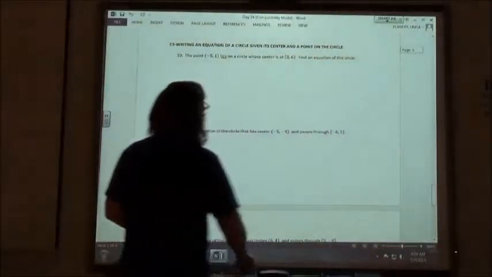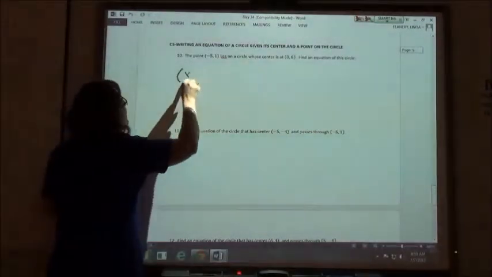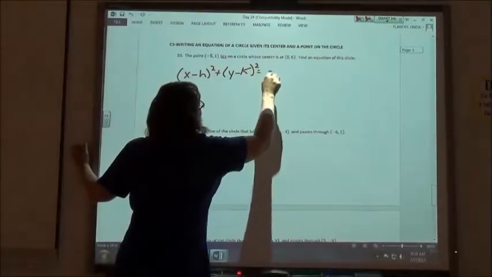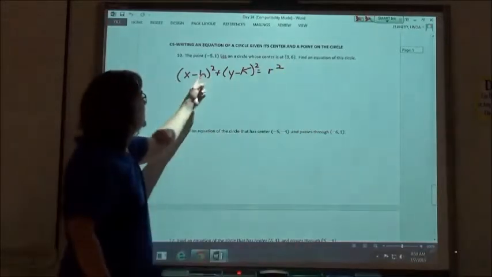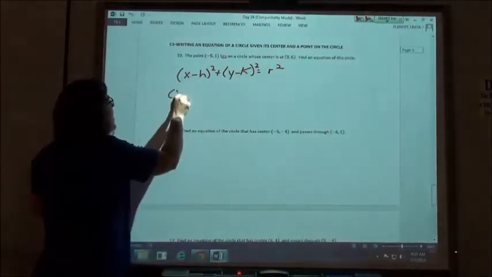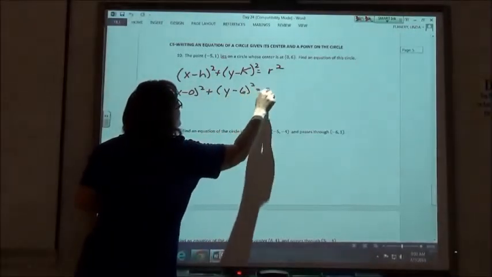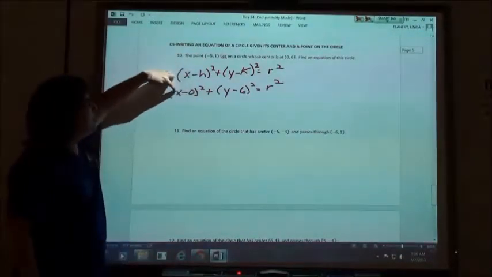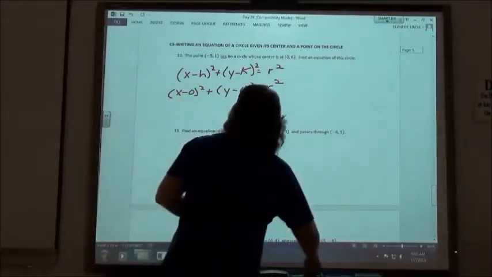Numbers 10, 11, 12: writing an equation of a circle given the center and a point on the circle. So if we go back to standard form of our equation, we have x minus h squared plus y minus k squared equals our radius squared. If I know what my center is, I can plug those in for h and k. So I would have x minus 0 squared plus y minus 6 squared equals my radius squared. What I'm then going to do is use this point, put them in for the x and the y so that I can find out the r squared, the radius squared value.